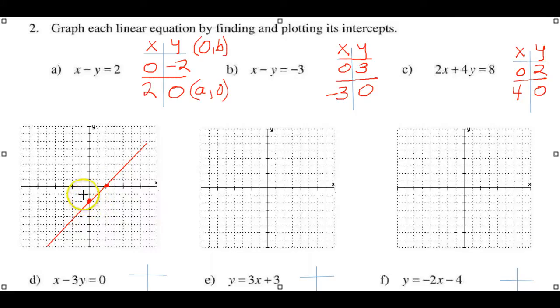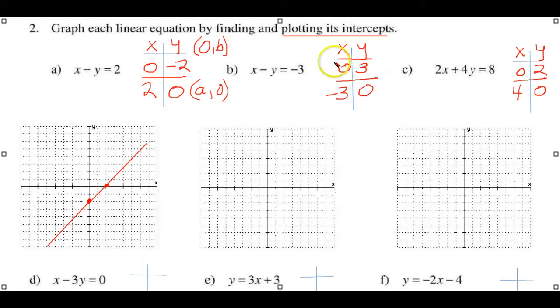Now in MATLAB, they'll ask you to do this graph by finding and plotting its intercepts. Now in the next section, we're going to show you another way to plot. If you don't find the intercepts and put dots on these axes, they're going to count it wrong. So if they're asking you to plot the intercepts, be sure you use this technique to do so.